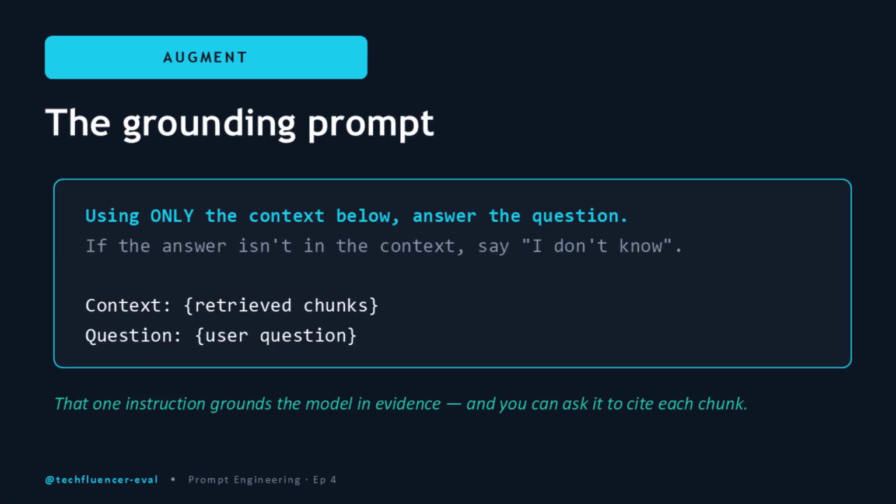Back to query time. The retrieved chunks are dropped into a prompt template, typically using only the context below, answer the question. That instruction matters. It tells the model to ground its answer in the evidence and not improvise. Then the model generates, and you can ask it to cite which chunk each claim came from.